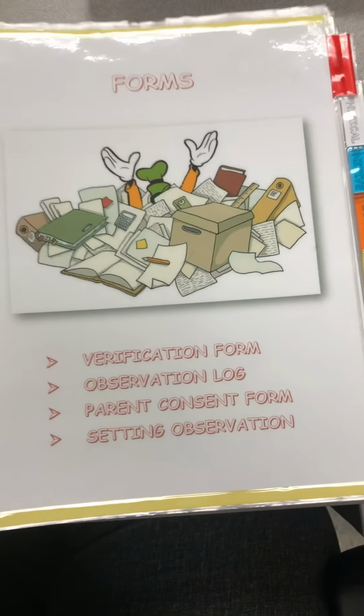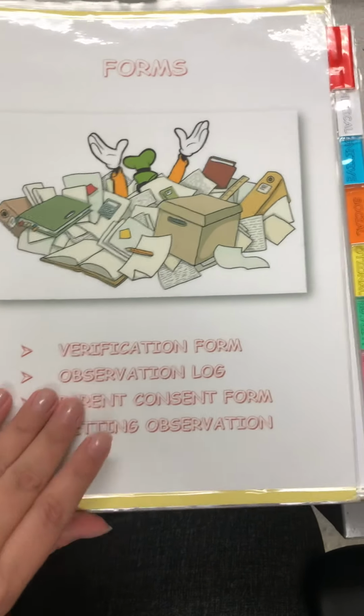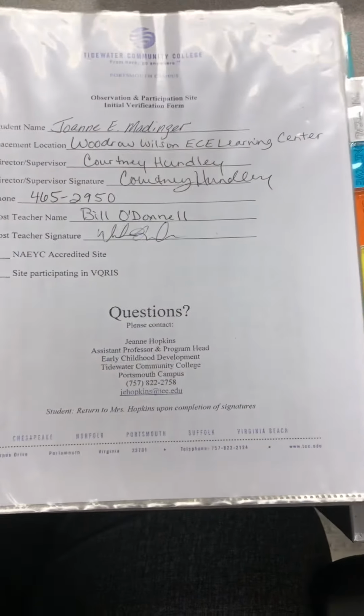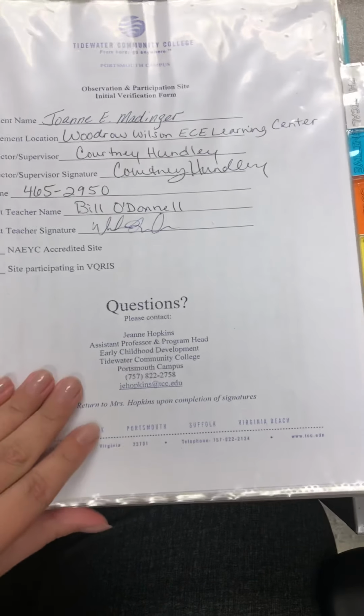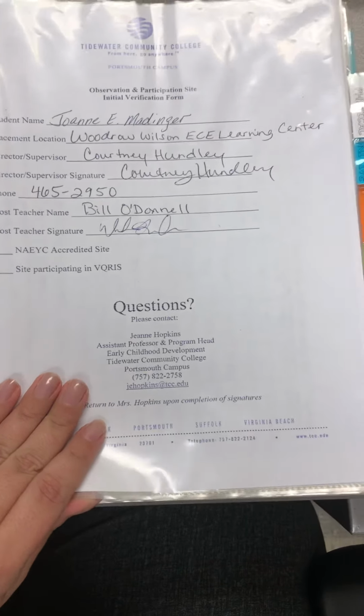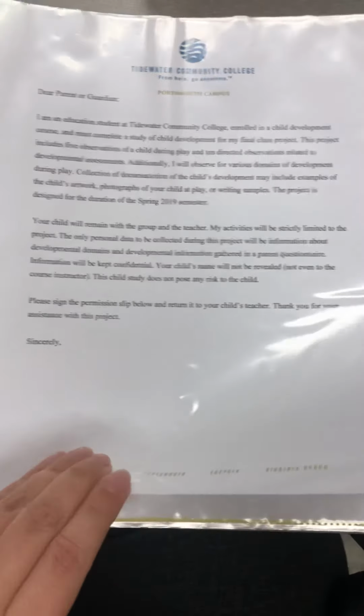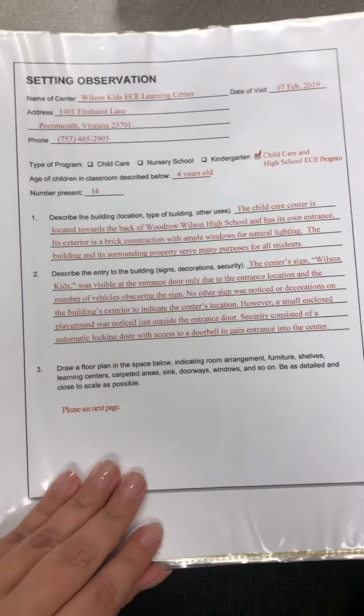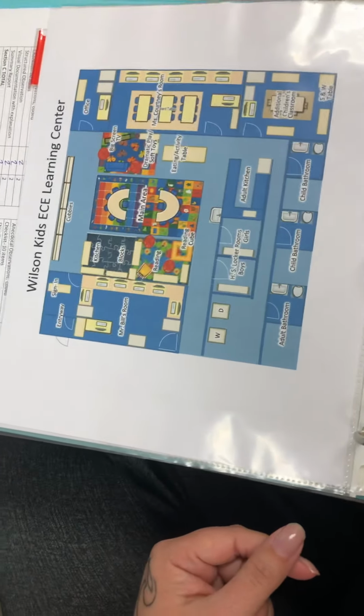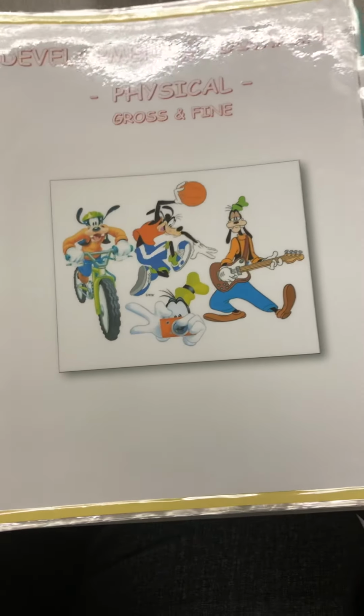It opens and starts out with forms. So it's got all the main parts. It's got the initial verification. It's got the timesheets. It's got the parent guardian signature. It's got the setting observation done. And then we start with the developmental domain.